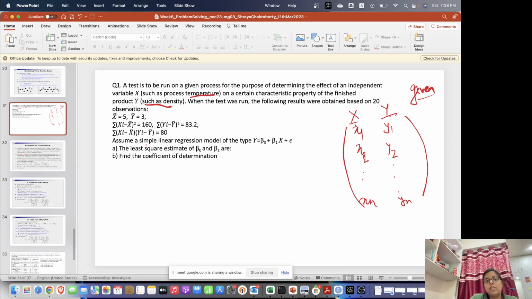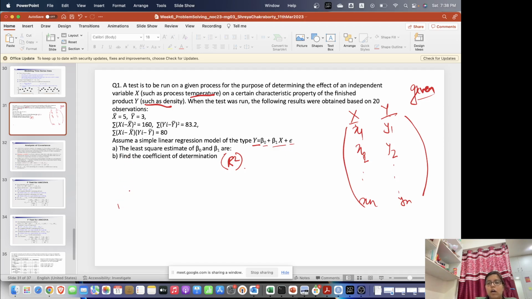Now assume a simple linear regression model of type y equals beta naught plus beta 1 x plus epsilon, and we have to find the least square estimate of beta naught and beta 1 and the coefficient of determination, that is r square. Okay, so how are we going to do this?